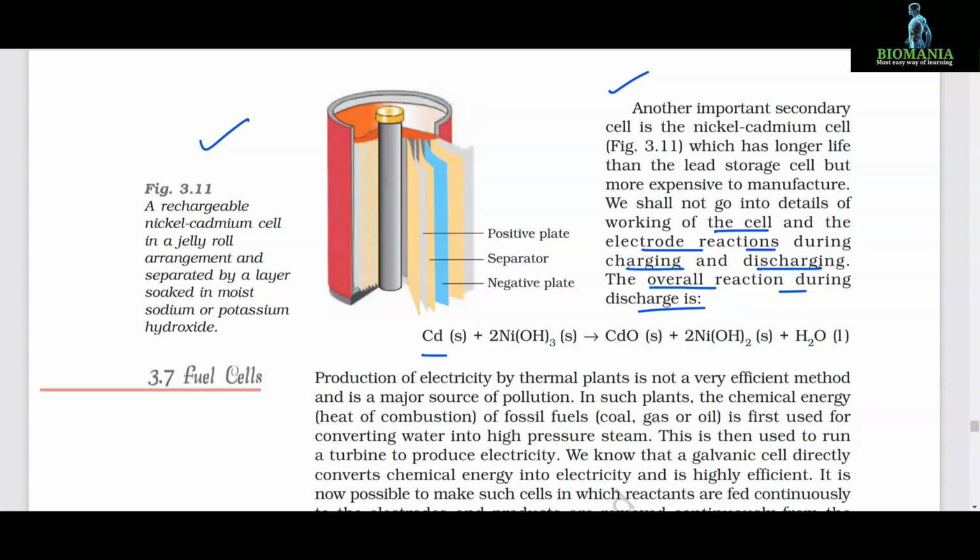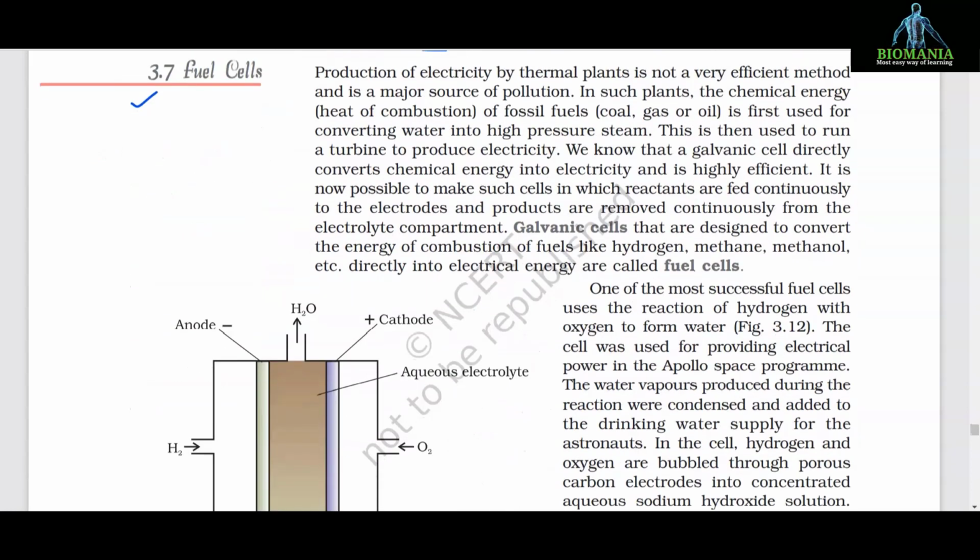Here you can see the 3.11 diagram, a rechargeable nickel cadmium cell in a jelly roll arrangement and separated by a layer soaked in moist sodium or potassium hydroxide. 3.7 Fuel cells. Production of electricity by thermal plants is not a very efficient method and is a major source of pollution. In such plants, the chemical energy, that is heat of combustion of fossil fuels of coal, gas or oil, is first used for converting water into high pressure steam. This is then used to run a turbine to produce electricity.